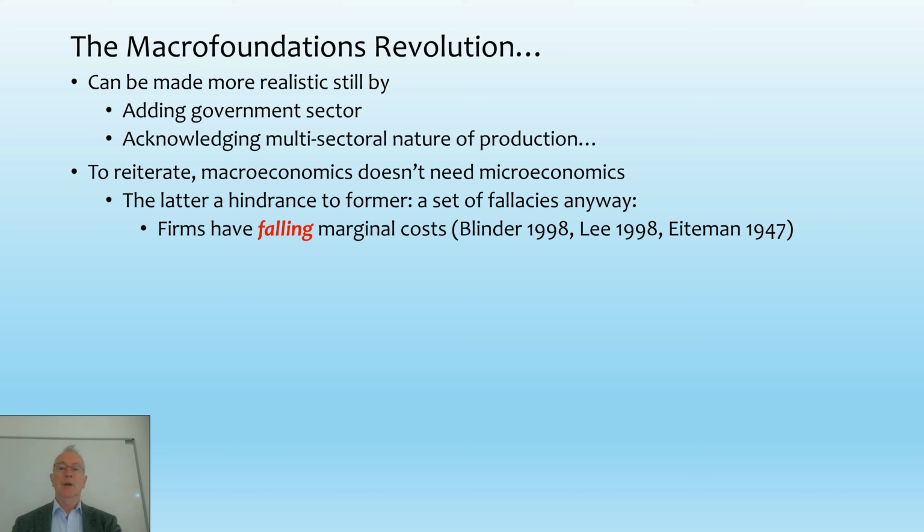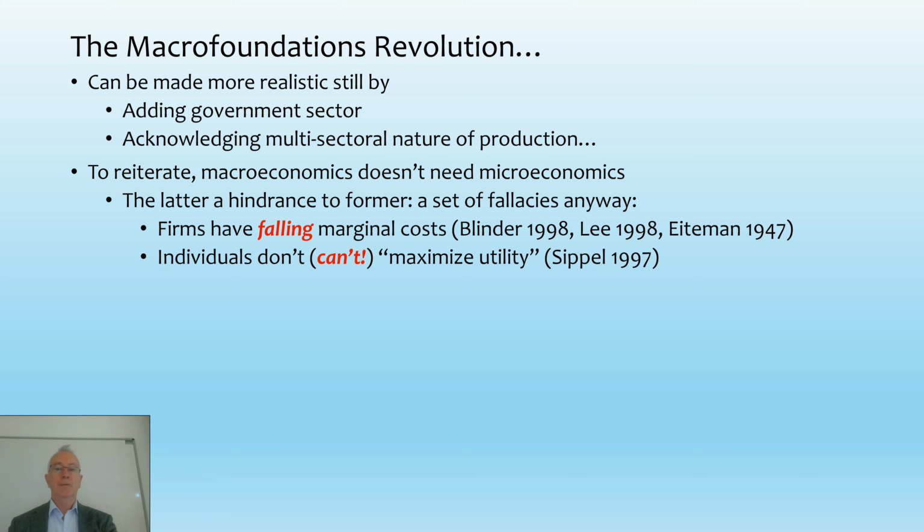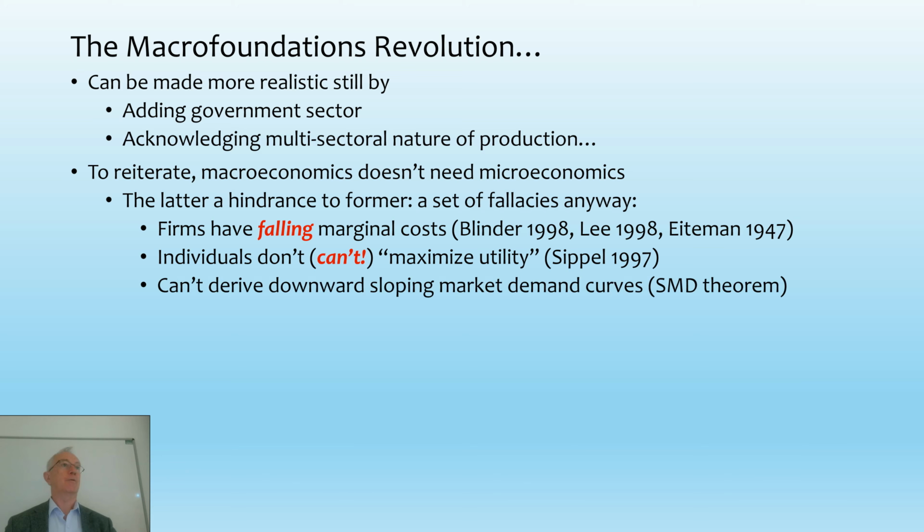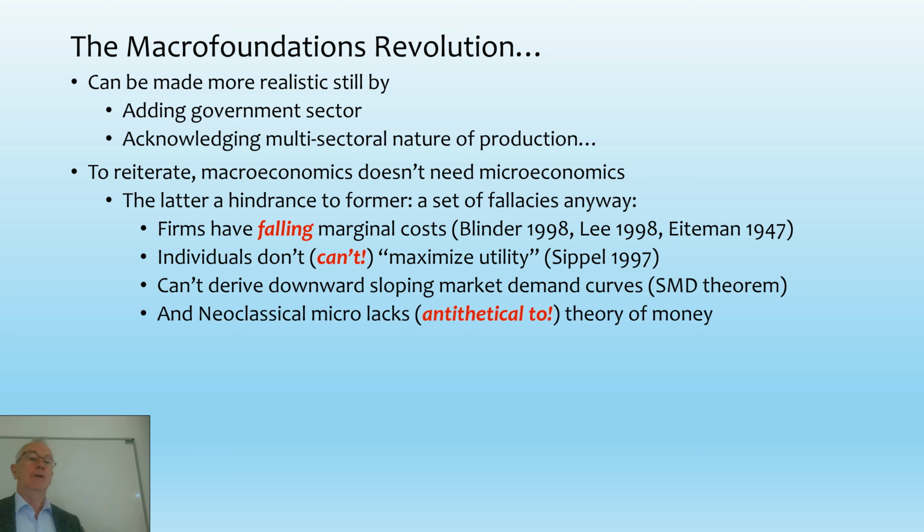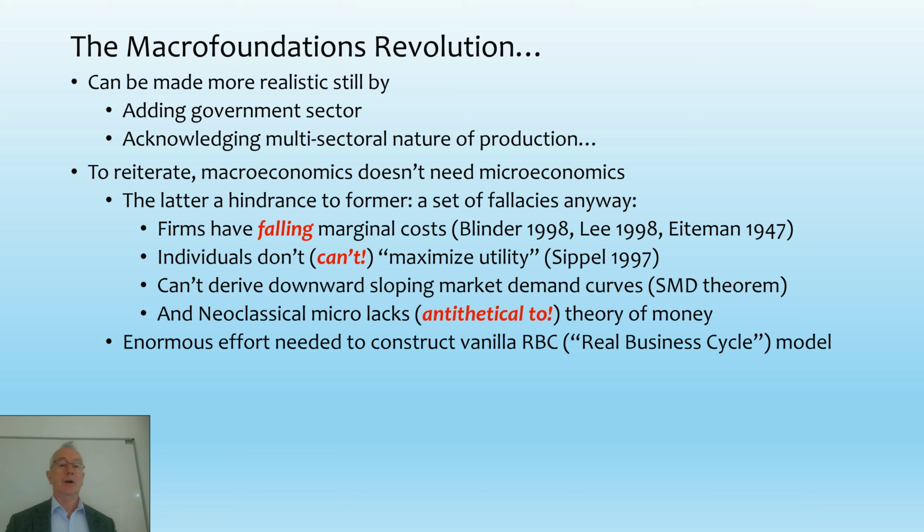And the other papers are better papers because Fred Lee and Eitman both knew that they'd find what they did find, which is falling marginal cost. Individuals don't maximise utility. It's a waste of time to model their behaviour that way. You can't get downward sloping market demand curves. But the point I want to go to now is you can't even get a theory of money out of micro. If you look at all the attempts by neoclassicals to explain why money exists, they struggle.